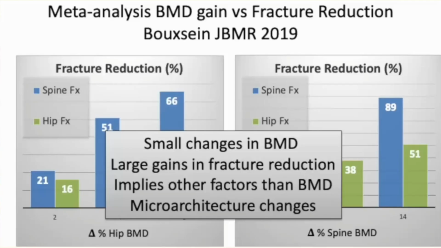And this recent study out of Boston showed that, for instance, an 8% increase in bone mineral density of the spine, which most medications will achieve, gives you a 62% reduction in spine fracture risk and a 38% reduction in hip fracture risk. So it implies that there's something else going on, because this small change in BMD brings large gains in fracture reduction. It really goes to the repairing of these microarchitecture changes that I was talking about that aren't reflected as much in BMD change, but do reflect in bone strength.